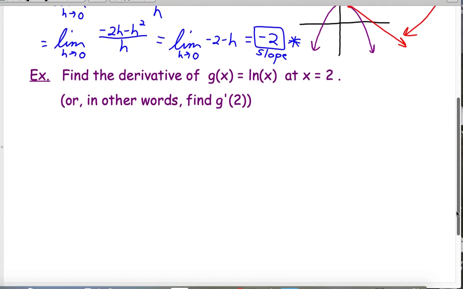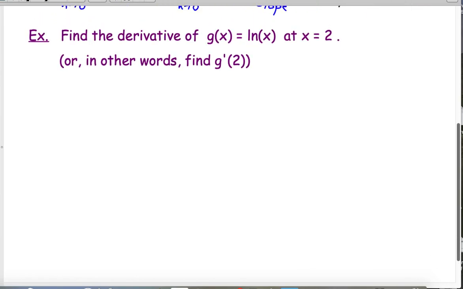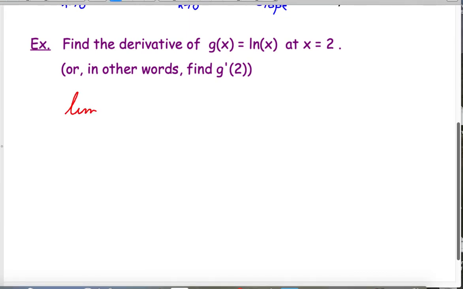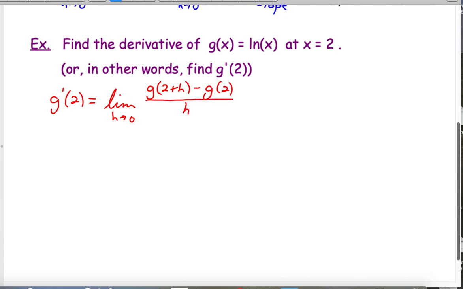All right, let's try one more. Find the derivative of g of x equals the natural log of x at x equal 2. So in other words, g prime of 2. Now if you start to set this up, you'll say, oh, okay, g prime of 2 equals, and you're going to use first principles, which is the limit of the difference quotient. Limit as h approaches 0 of g of 2 plus h minus g of 2 all over h.